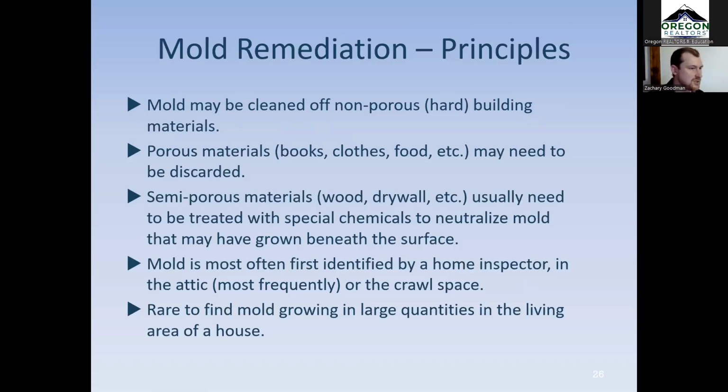Semi-porous materials usually need to be treated with special chemicals to neutralize mold that has grown underneath the surface. Mold is most often first identified by a home inspector in the attic or crawl space. And this is a good point for us. We do a lot of mold inspections. We do far less than we could.